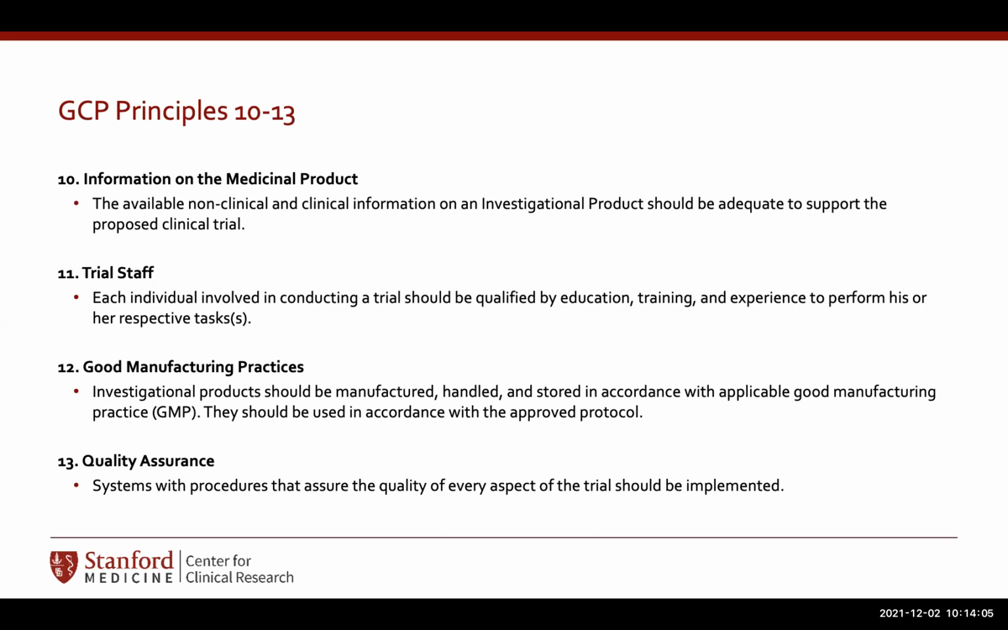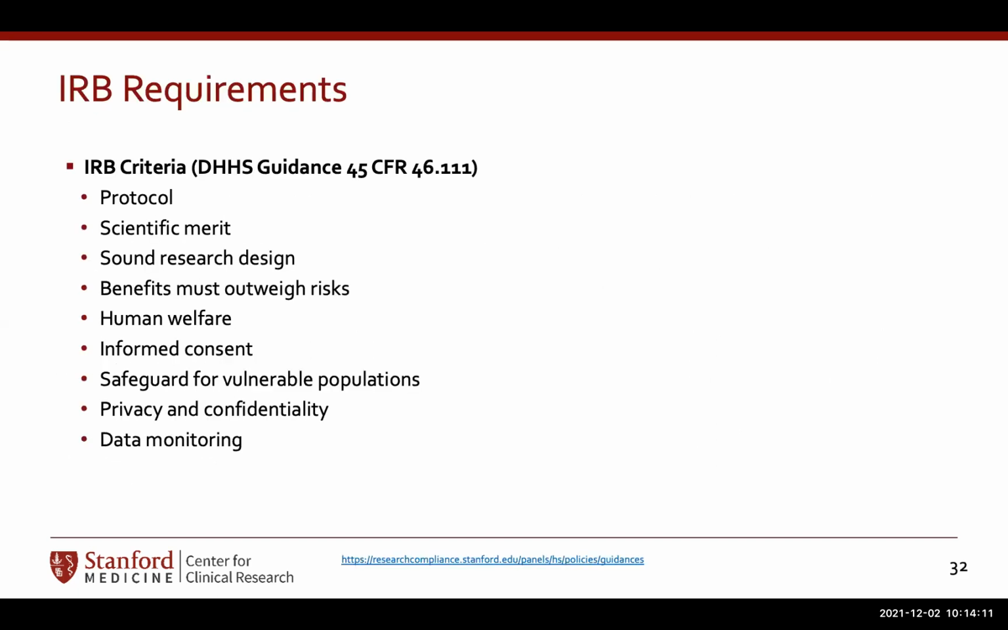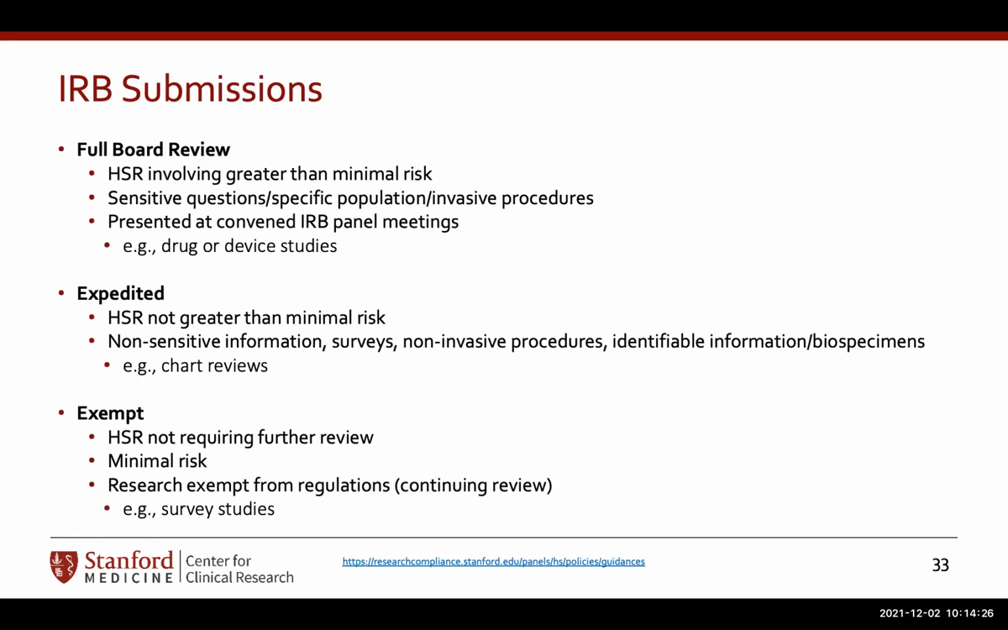I have a couple slides that I included for IRB requirements. I'm going to skip over that in the interest of time. I was going to go over this if we had time, but they will be provided to you. I just wanted to include what the IRB requires as it relates to human subject research, and then going over what the different submissions are for IRB: full board review, expedited, or exempt.